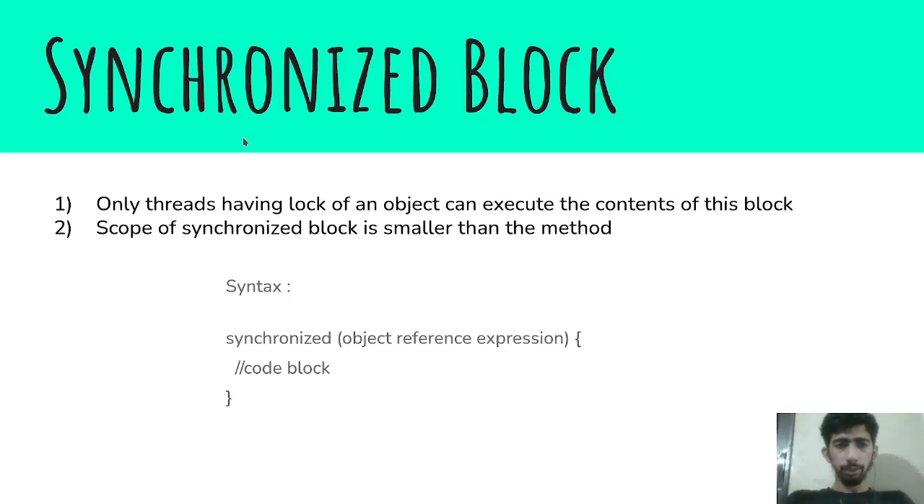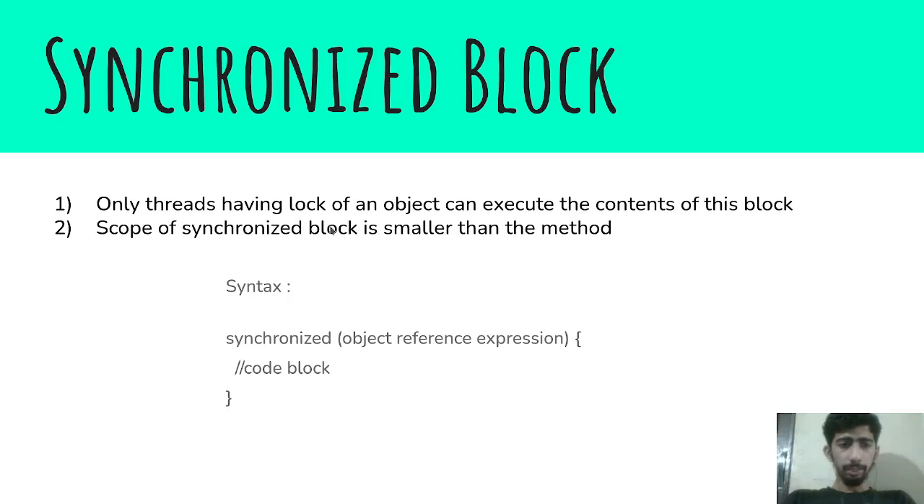Now see what the synchronized method does. It makes the whole method synchronized and it makes our program slow, as only one thread at a time can access our method. But if there are just some lines of code which need synchronization, then we can add those lines in this block. Its syntax is synchronized, and then the object reference expression in brackets, which specifies the object whose lock the thread should have for running this code block.